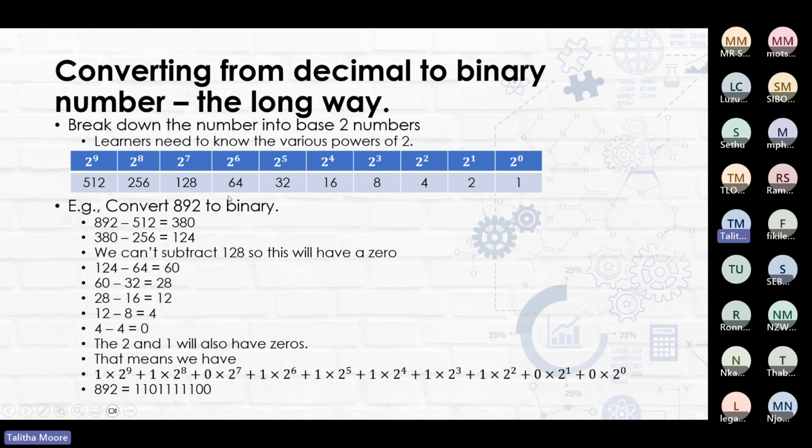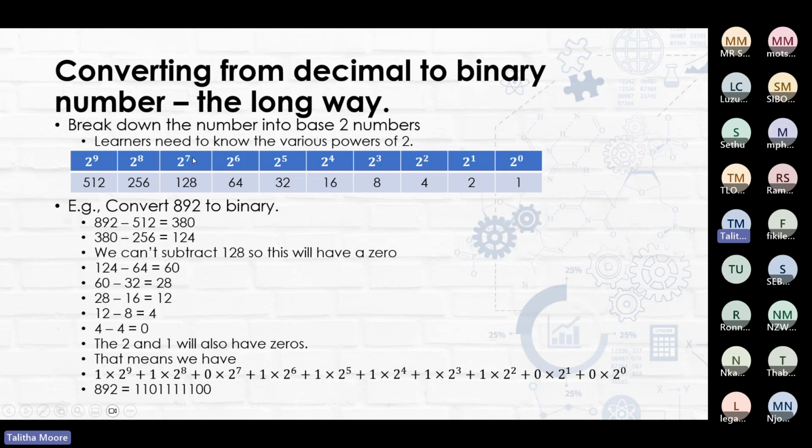So if we want to convert 892 into a binary number, we know that 1,024 is too big. So we move to the next smallest number, which is 512. So we say 892 minus 512 leaves us with 380. Now we can subtract 256 from 380. So we do that and we get left with 124. Now 124 is smaller than 128. So we can't use the 2 to the 7.